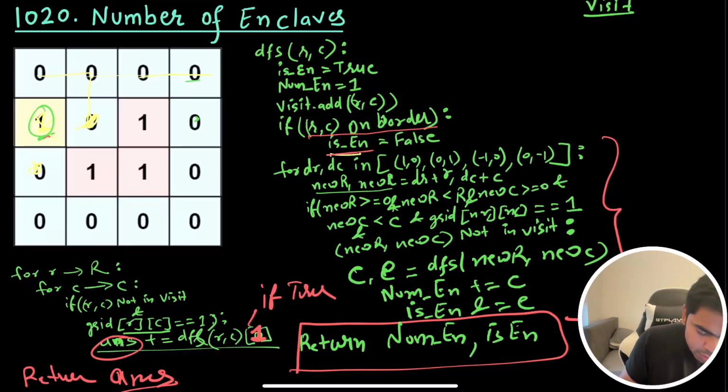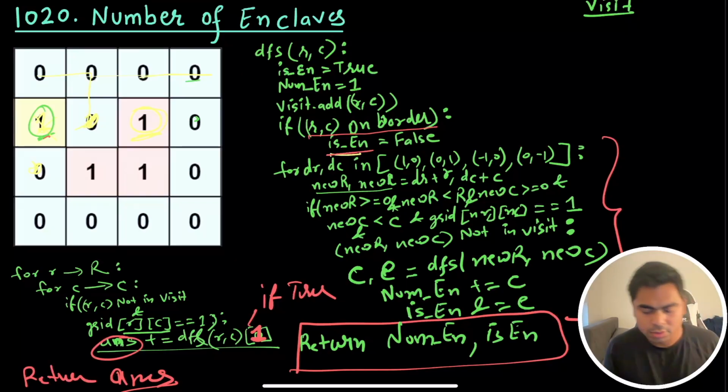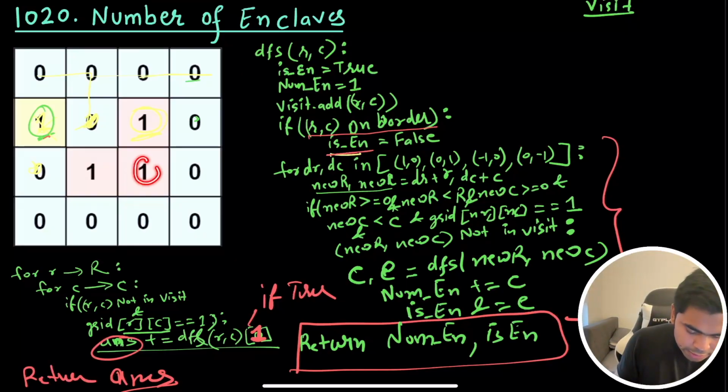Now you're going to explore this one. Once you start exploring, is enclave is true, number of enclaves is 1, then you see that this is not part of the border. Then you start exploring its neighbors. So you go to this neighbor, it's a 0, this is a 0, this is a 0, and then you check this one, this is a 1, not part of the border, and not out of bounds. So what you'll do is just increment this right here, num enclave, and it will return 1.